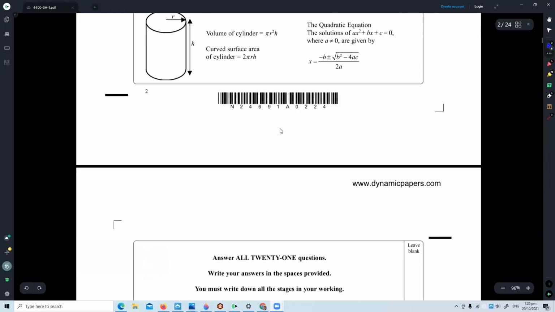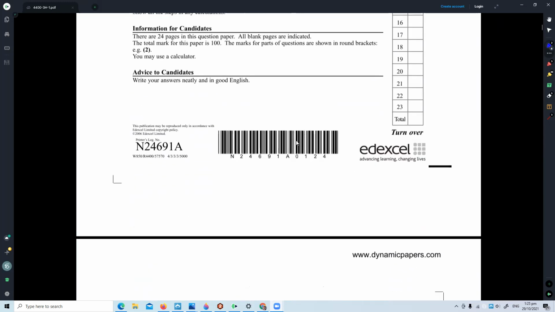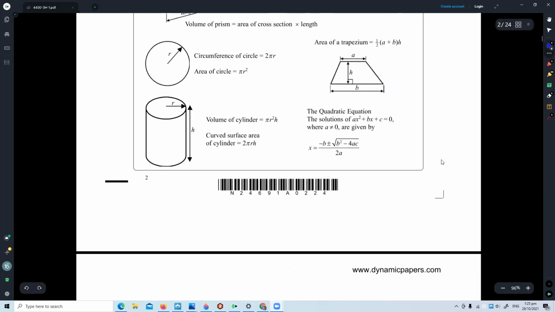I've loaded a paper up for you, which is the higher tier from 2016, paper 3H. I'll do a few of these, but this is the first one, so we're going to get started. You have your formulas at the front: the sine rule, cosine rule, and some area formulas. We're going to take it from there.